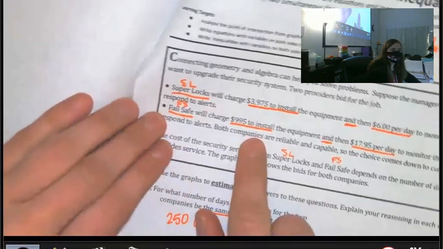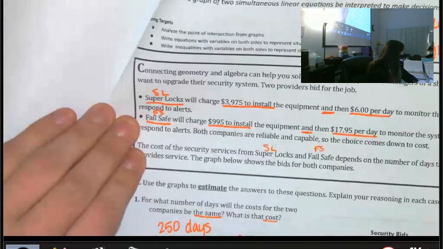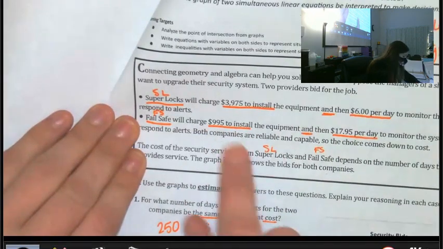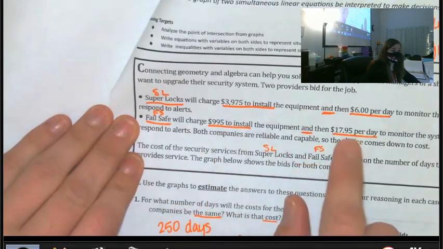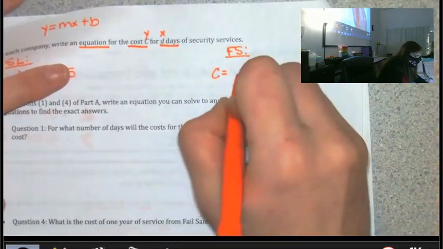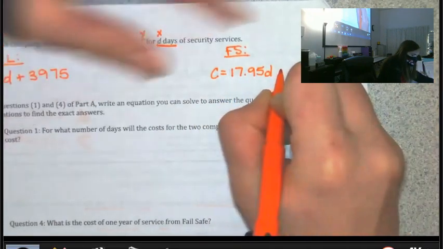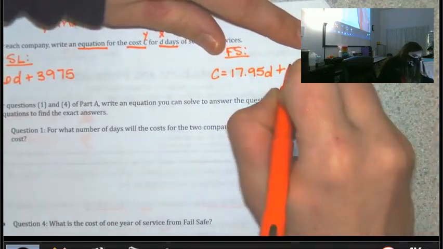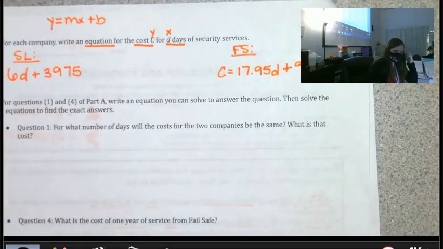Okay, let's look at failsafe. What's my y-intercept for failsafe? 995. And what's my slope? What's my M? 1795. Okay, 1795. So for failsafe, we're going to have 1795D plus $995 in my installation fee.